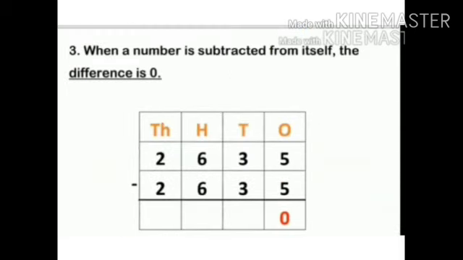Third property, when a number is subtracted from itself, the difference is 0. Example, 2635 minus 2635 is equal to 0.